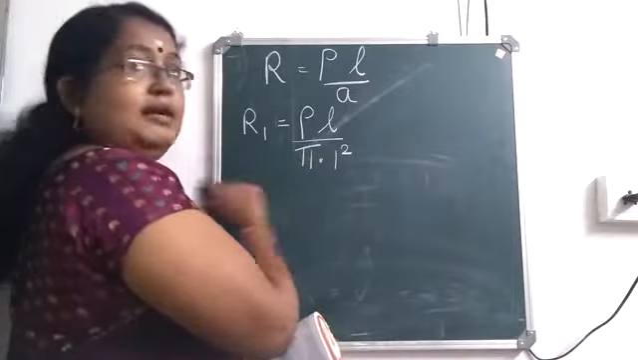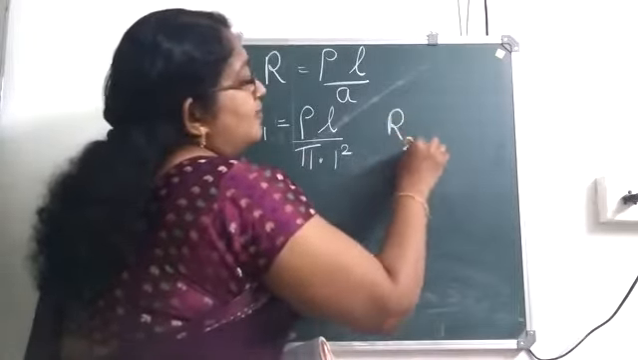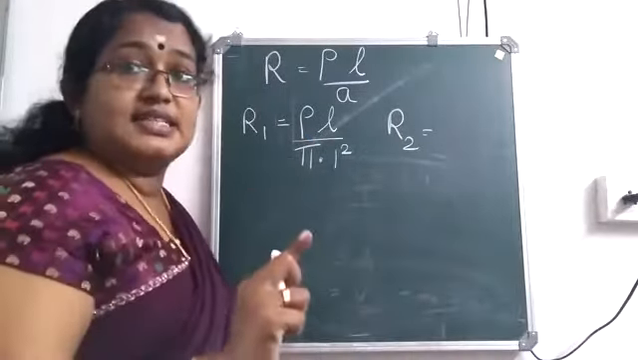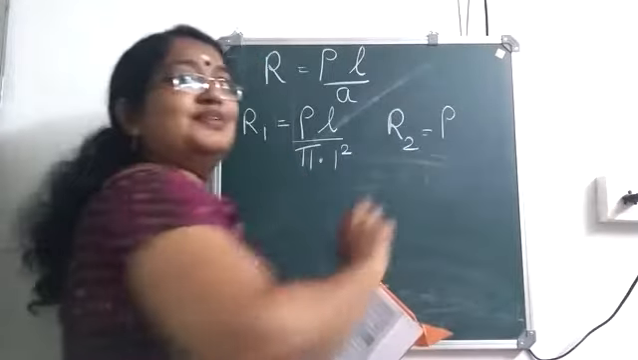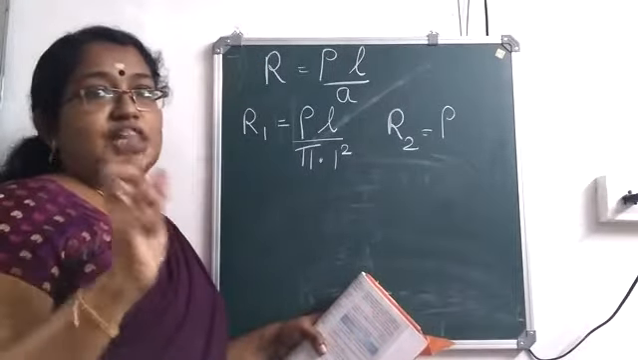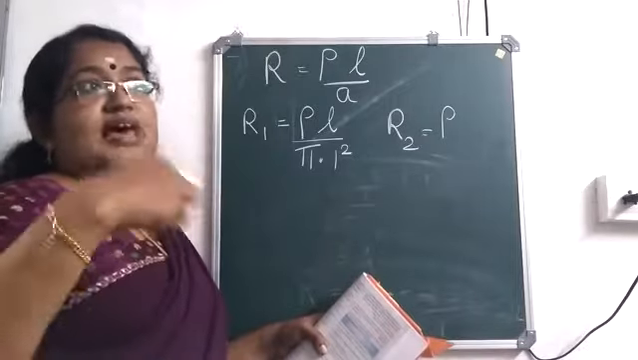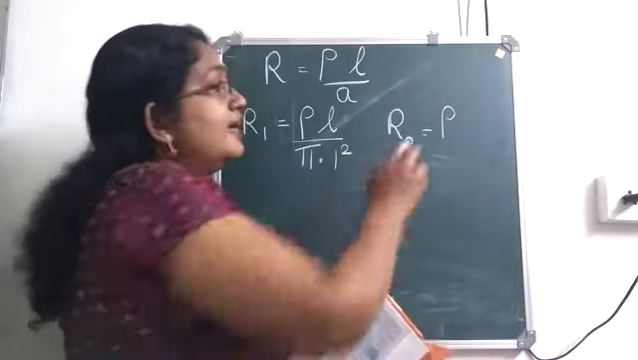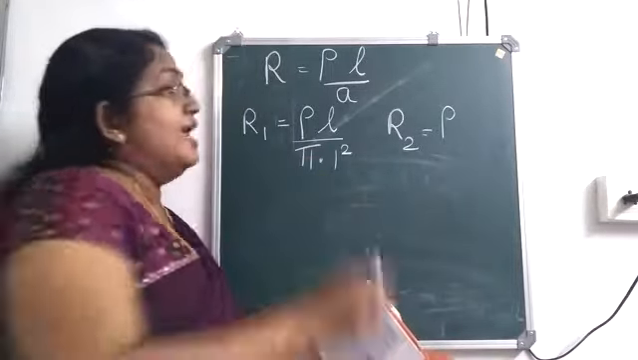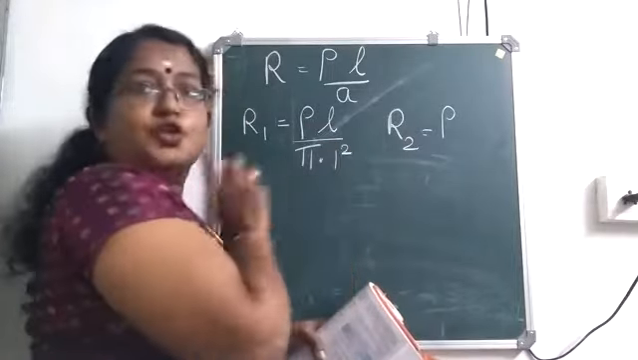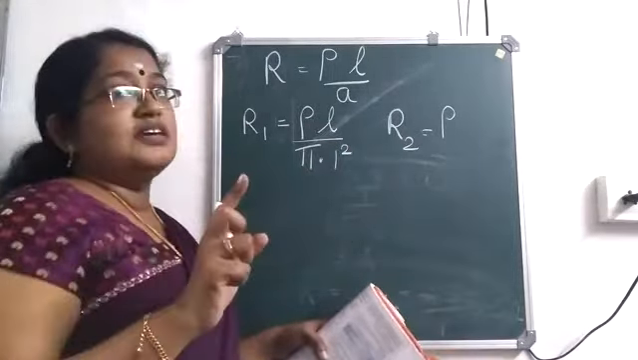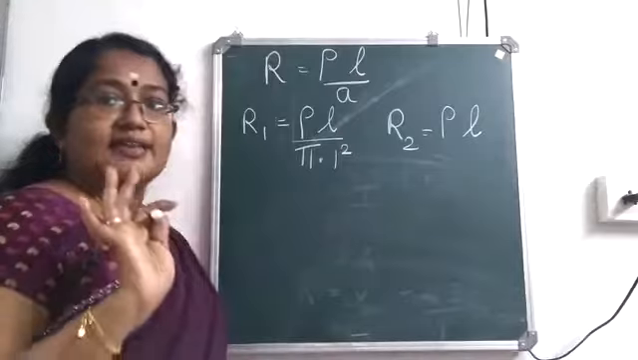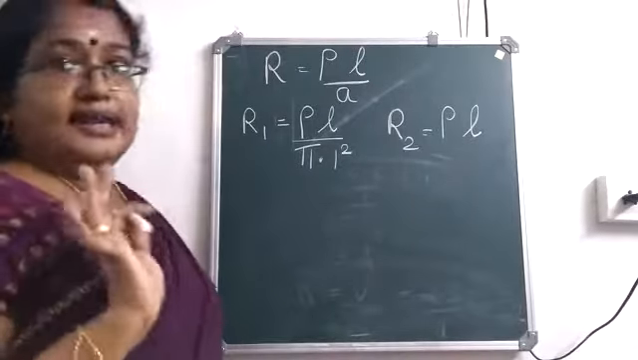So rho into L by pi into 1 square is R1. What will be R2? It is said that two wires of same material. Same material means resistivity won't change. Resistivity will change only with the temperature, as it depends only on temperature and material. So since we are taking the same material, there won't be any change in resistivity. That is why I didn't put rho 1 and rho 2, since both are same. And again it is given that same length. So no need to put L1 and L2 there. Both are having same length, so you can keep it as L itself.